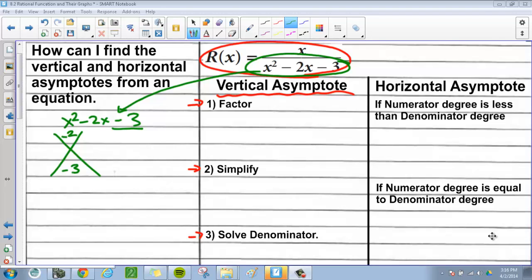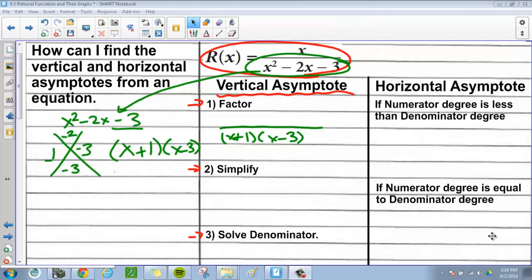What times what is negative 3, and they add together to be negative 2? That would be 1 and negative 3. So my factors are x plus 1 from this and x minus 3 from that. Okay. Factor my numerator. I'll put that right here. And then I'll just take this x that was on top in the beginning, put it right down there. There we go. So we have it all factored.